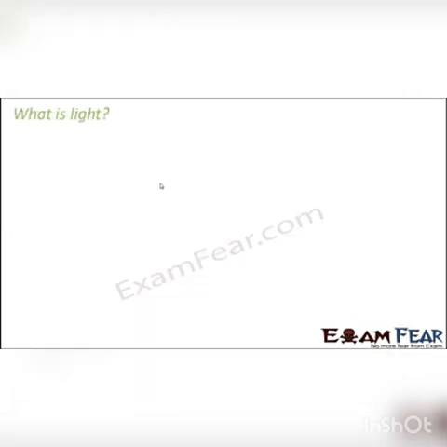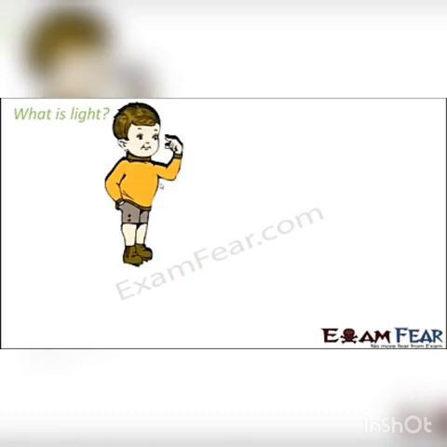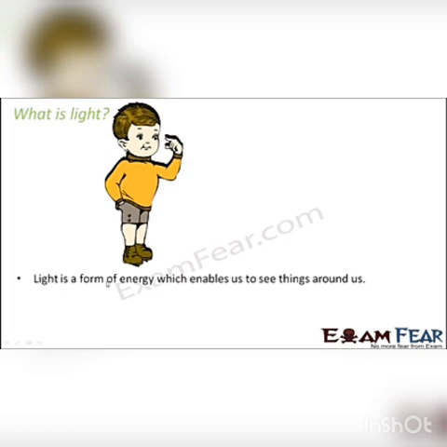So with this, let us start with what is light. We can see objects in presence of light. Light is nothing but a form of energy which enables us to see things around us. By now you already know how important light is to make us see things, because if there is no light we will not see anything, and it is an energy. That is why light energy can be converted into other forms of energy as well.